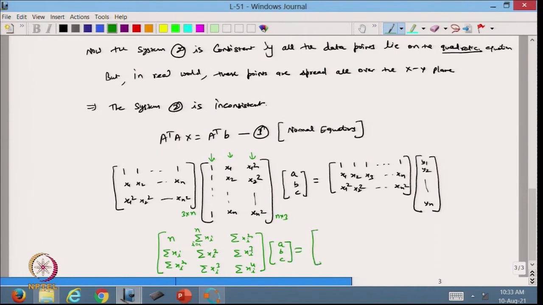And on the right hand side, this is again 3 cross n, and this is n cross 1. So, I will get a vector of order 3 cross 1. So, I can write from here: it will be the summation of y i's, because multiplying this one, it will be the summation x i's y i's and summation x i square into y i.